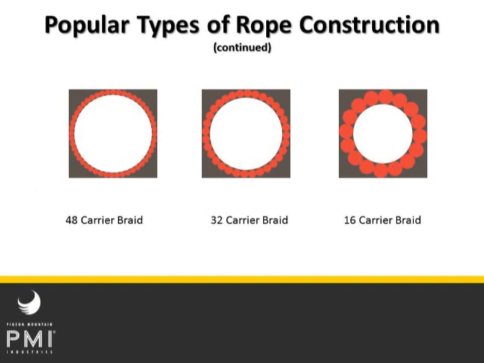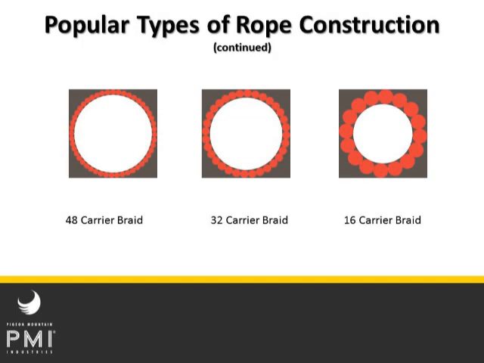To talk about diameters of these ropes and their numbers of carriers, the 3 illustrations here are all the same diameter rope, but you can see that they have different numbers of carriers on the braid. It's also known as picks. The yarn crossing each other are picks. The carriers are the machines on the braider that carry the rope around and around.